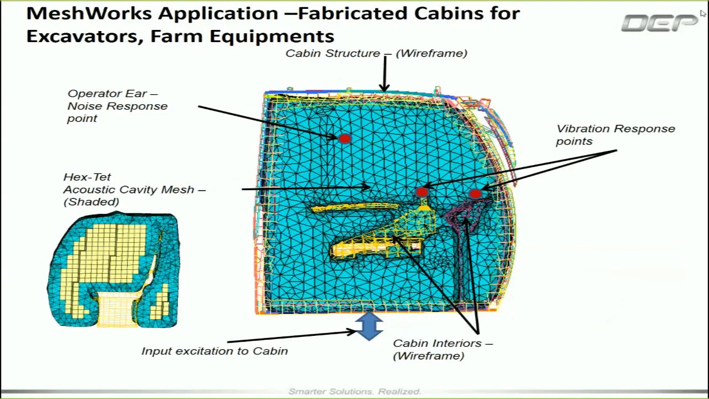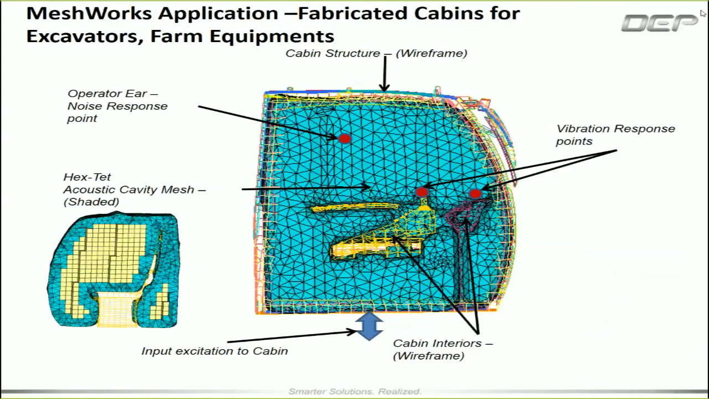So if you see, you get a lot of vibrations in the heavy farm equipment cabins when they are handling on the site. So using this acoustic cavity tool, we can quickly create an acoustic cavity with connectivity to the body.